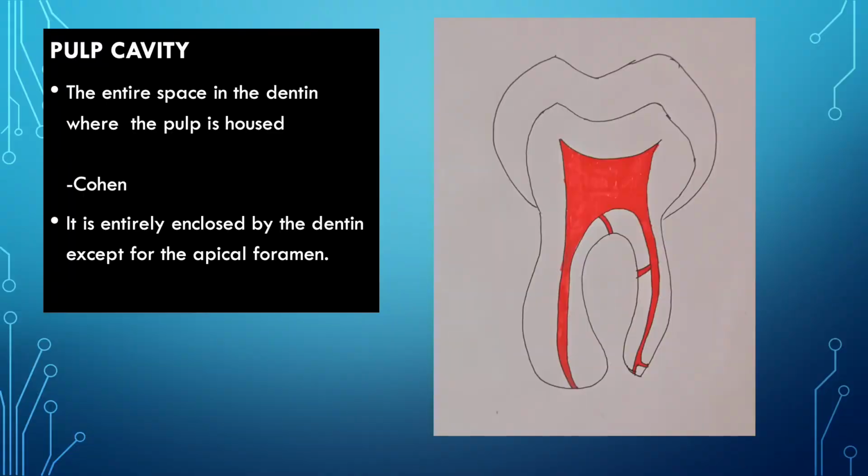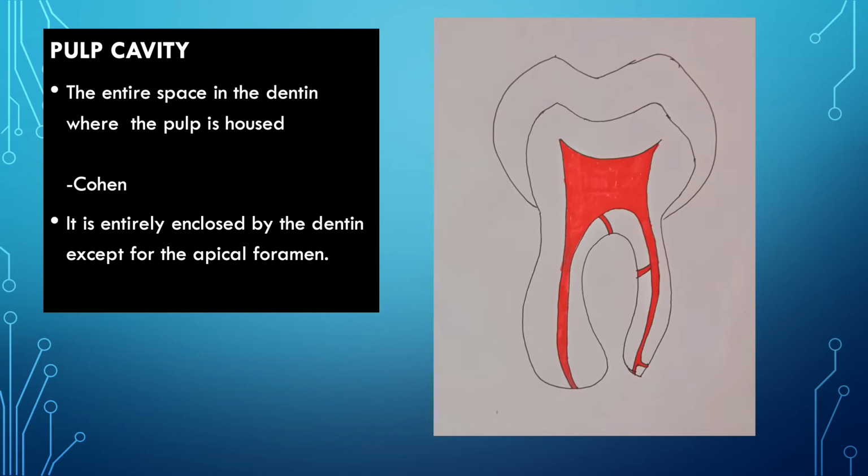Now, Cohen had defined the pulp cavity as the entire space in the dentin where the pulp is housed. Pulp, as we know, is the blood supply to the tooth structure and is a light tissue that is supporting the tooth structure. It is entirely enclosed by the dentin except for the apical foramen.